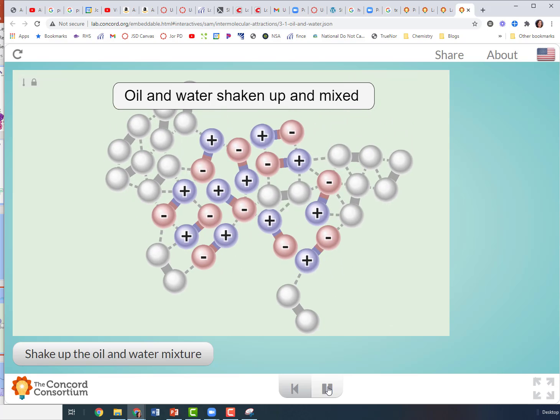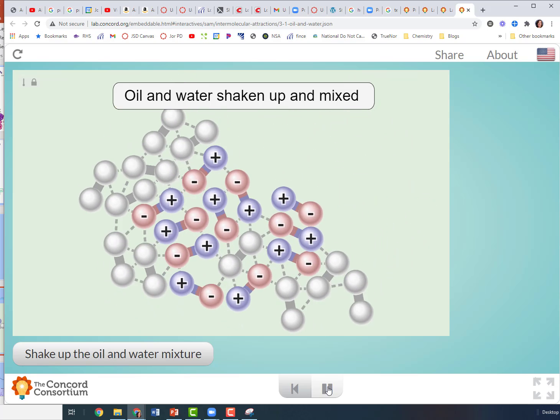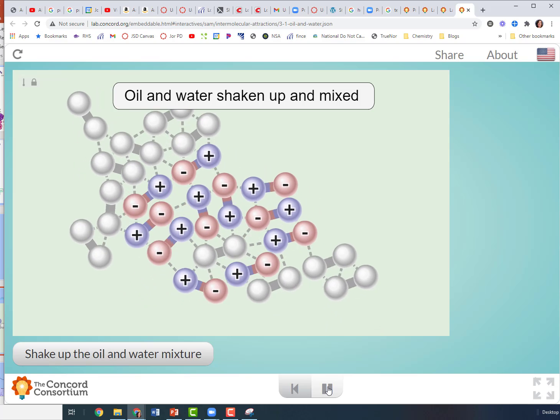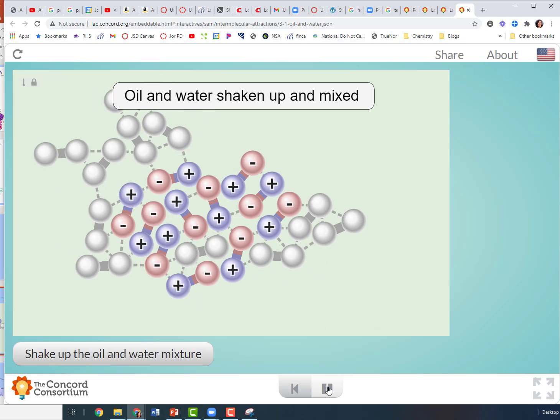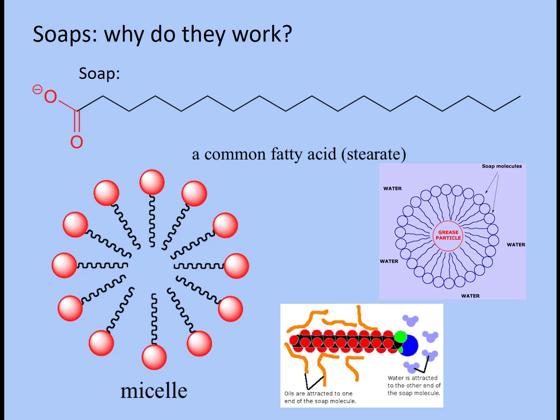And density also has something to do with it. Oil typically is lighter than water, and so you'll see the nonpolar molecules clump together at the top of the water. So do oil and water mix? And the answer is you can mix them up, but they won't stay mixed. And that is because of differences in density and also their intermolecular forces. The polar is just going to be very attracted to polar.